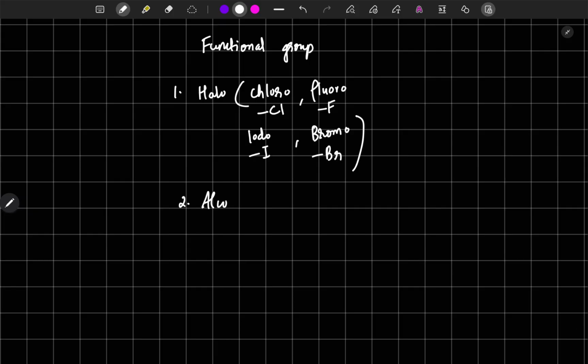There is also the alcohol functional group. The alcohol functional group is much easier to understand. It is nothing but one oxygen and one hydrogen attached, or we can also write it like this. This line here means we need to draw that line. That is important, because only then can we understand that this particular thing is attached to something.